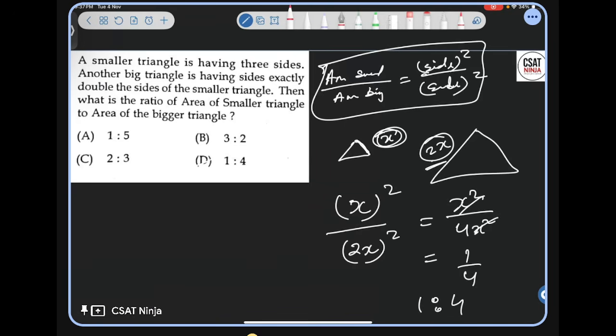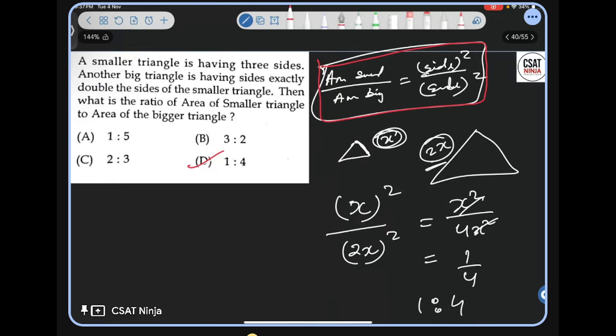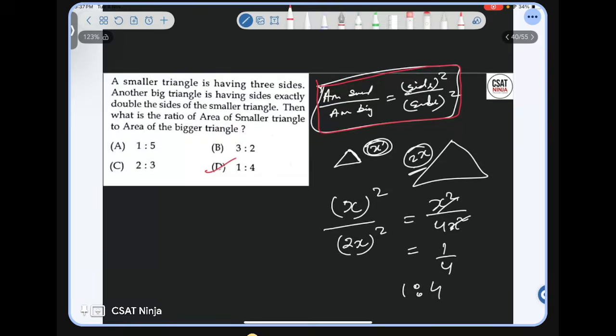Okay. So the only thing is that you need to remember this. The ratio of the areas of two similar triangles will always be the square of the ratio of their sides.